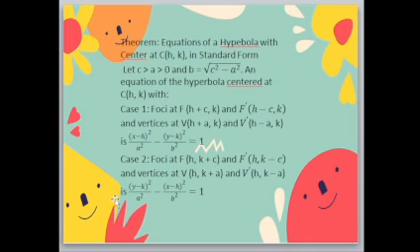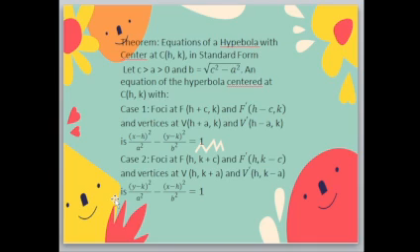And the vertices: the first vertex is (h plus a, k), and the second vertex is (h minus a, k). The equation is (x minus h) squared over a squared minus (y minus k) squared over b squared is equal to 1. So that's case number 1. Together with (x minus h) squared is the a squared, and together with (y minus k) squared is b squared.